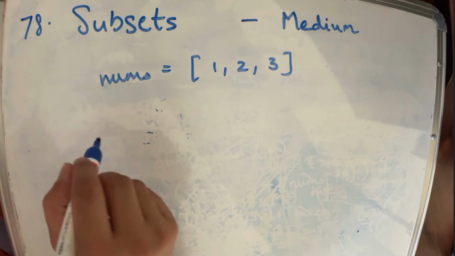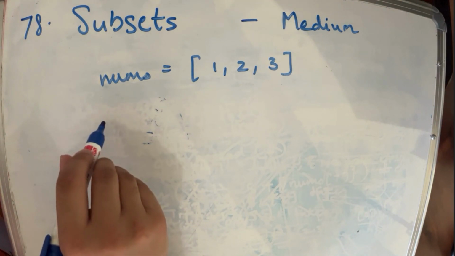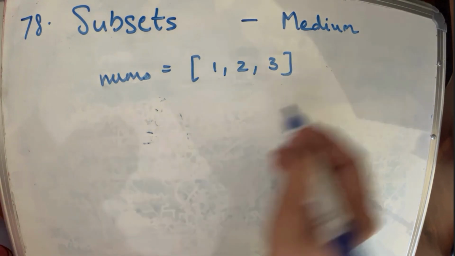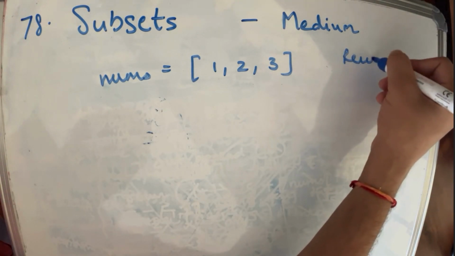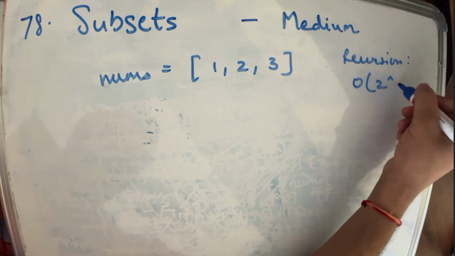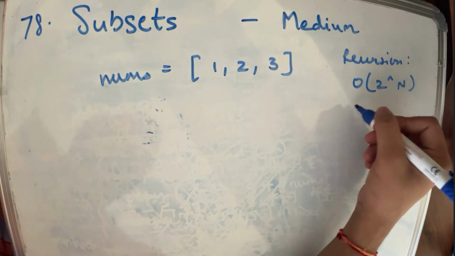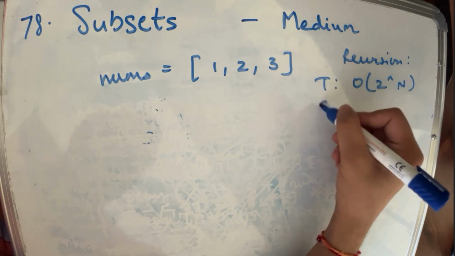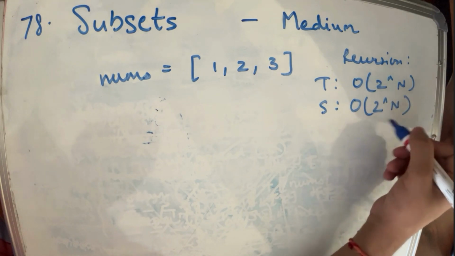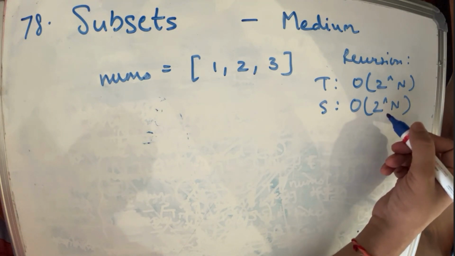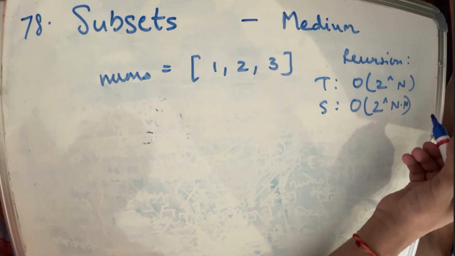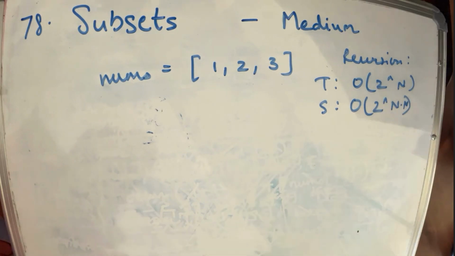Now we will see the iterative approach. The recursion was going for O(2 to the power n). The time complexity for recursion was O(2 to the power n), and the space complexity was also O(2 to the power n), because we are storing every subset, for every element that we are doing this for.